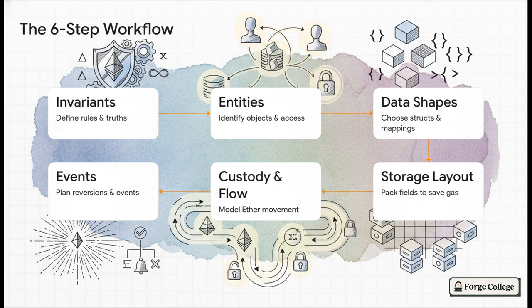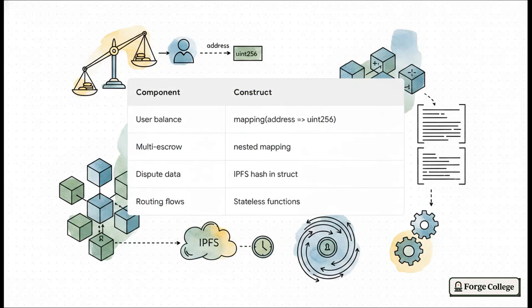Step 5. Custody and flow. Modeling exactly how the Ether moves. And finally, Step 6, events and reversions, mapping exactly where and how things should fail. This workflow acts as a quick architectural cheat sheet, where real-world components map perfectly to gas-optimized Solidity constructs.